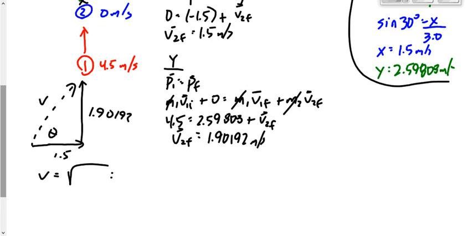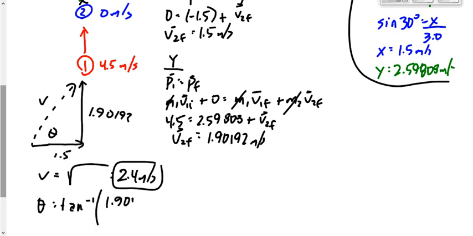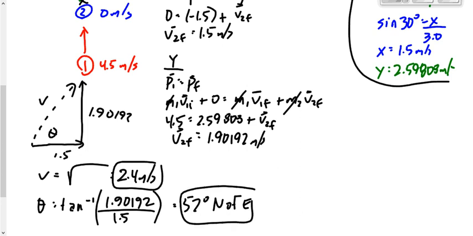That's 2.4? No, wait. I don't know, I got two different things here. Is it 2.4? I have 2.4 and I have 4. I think it has to be 2.4. And theta is the inverse tan of 1.9 over 1.5. 52. And that would be north of east, measured from the east, north of east.